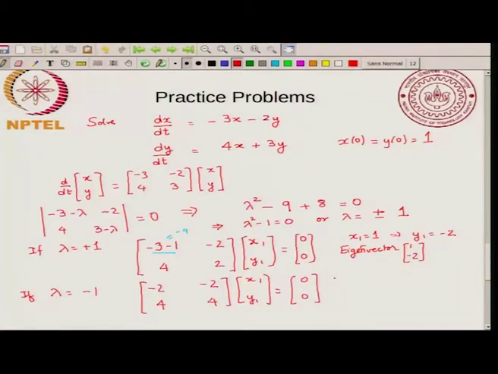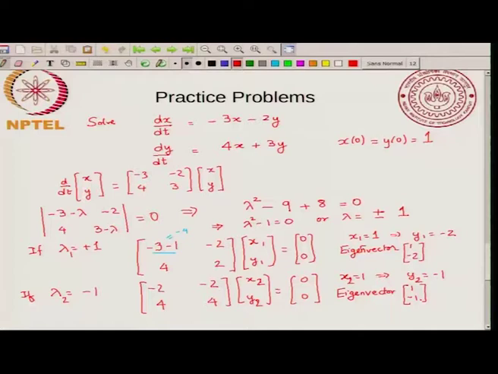So, the eigenvector in this case, if I take x1 equal to 1, then this implies y, or x2, in this case I should write x2. Sorry, this should be the second eigenvector. So, y2 equals minus 1, and your eigenvector is (1, -1).